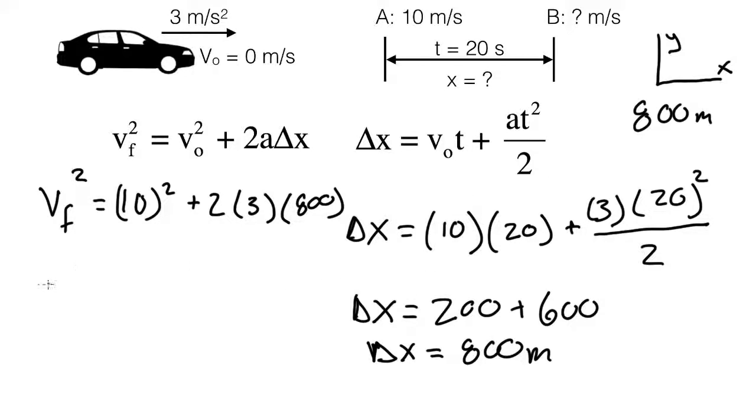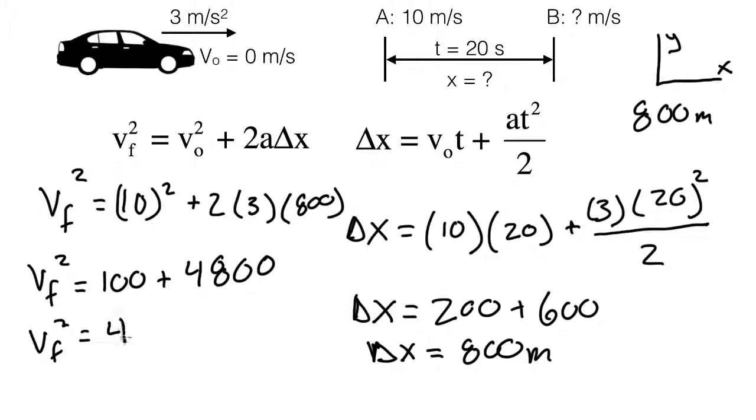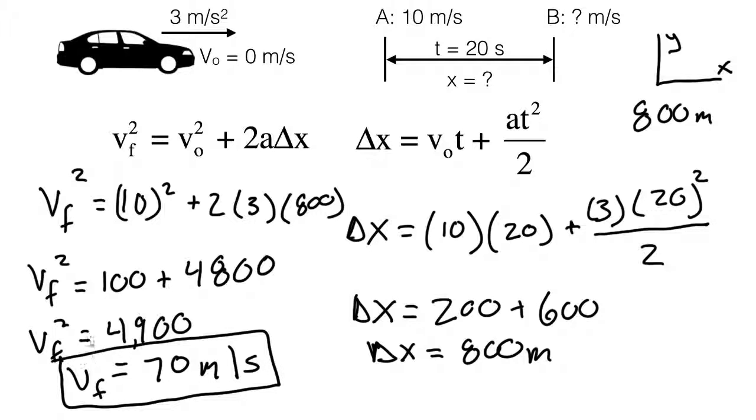and we know that because that's what we found using this equation right here. So when I solve this out, we would get v final squared is equal to 100 plus 4,800, and this v final squared we could say would be 4,900. And when we take the square root of this and the square root of this, we would get v final is equal to 70 meters per second. So this is our answer for the final velocity at point B, and the displacement right here would be this.